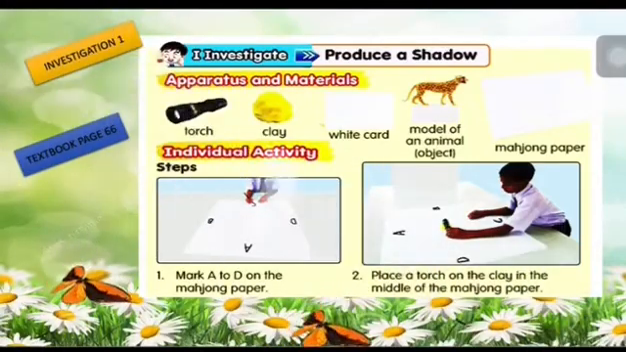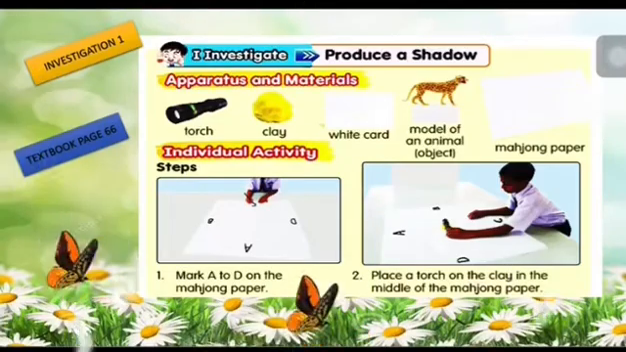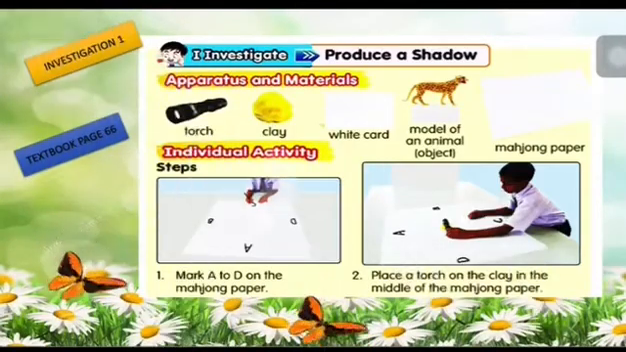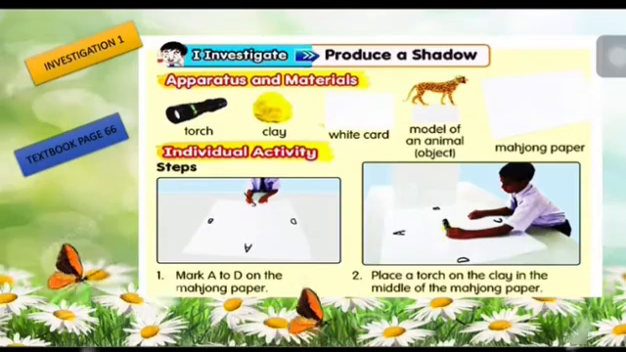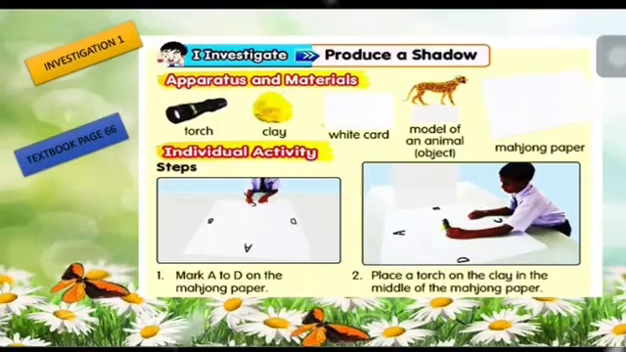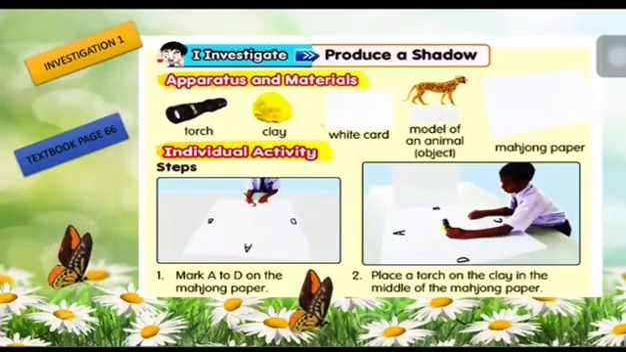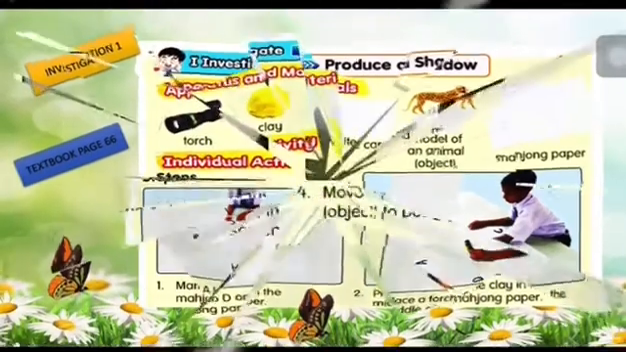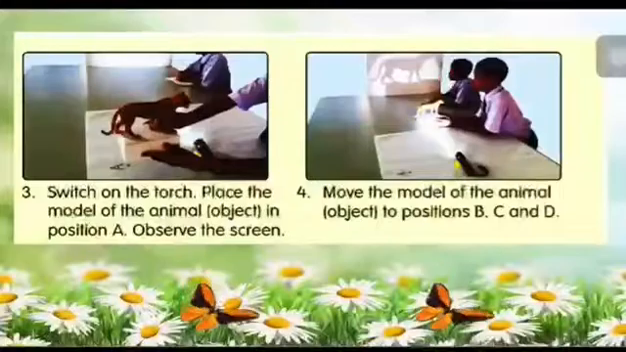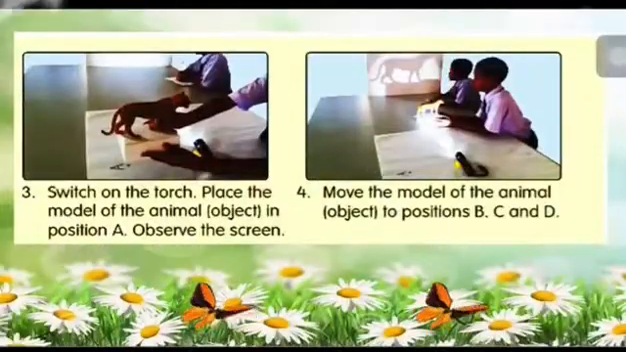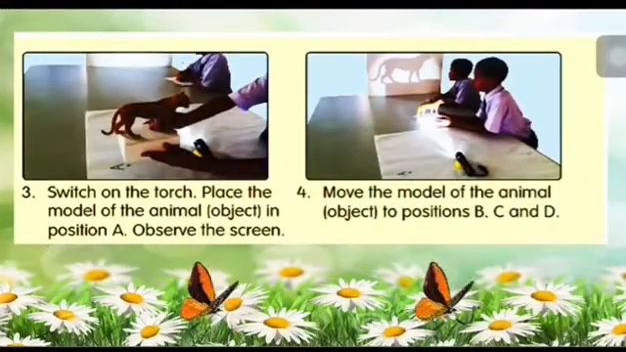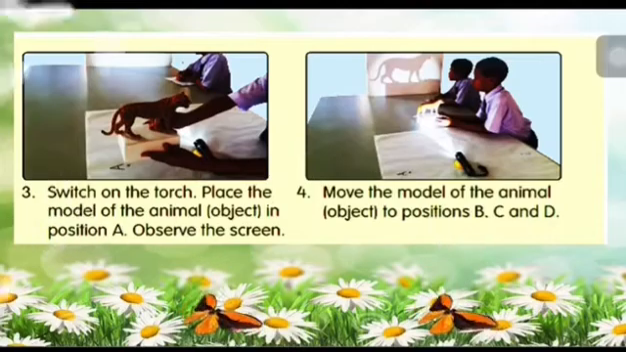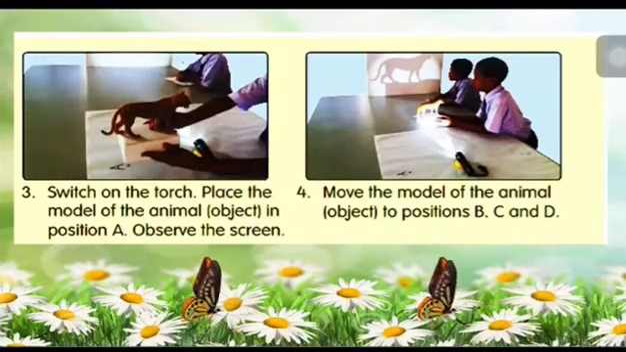So, follow step by step. Number 1, mark A to D on the mahjong paper. Then second, place a torch on the clay in the middle of the mahjong paper. Do the same as in the picture. Okay, number 3, switch on the torch. Place the model of the animal in position A. Then observe the screen.